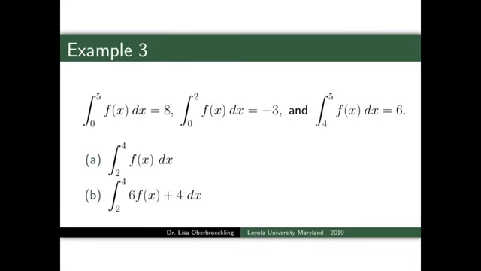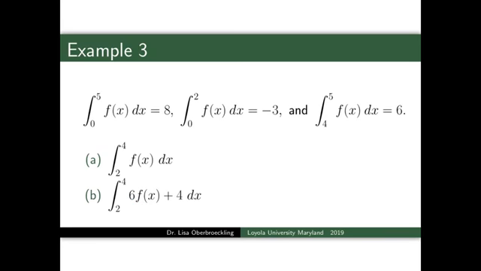In this example, we're going to use the integral facts that we just discussed to try and find these integrals. We're given some information about the integral of f of x. We know the integral from 0 to 5, from 0 to 2, and from 4 to 5. It could be lots of different reasons why we're only given this information. We're asked to find first the integral from 2 to 4 of f, and then the integral from 2 to 4 of 6 times f plus 4.